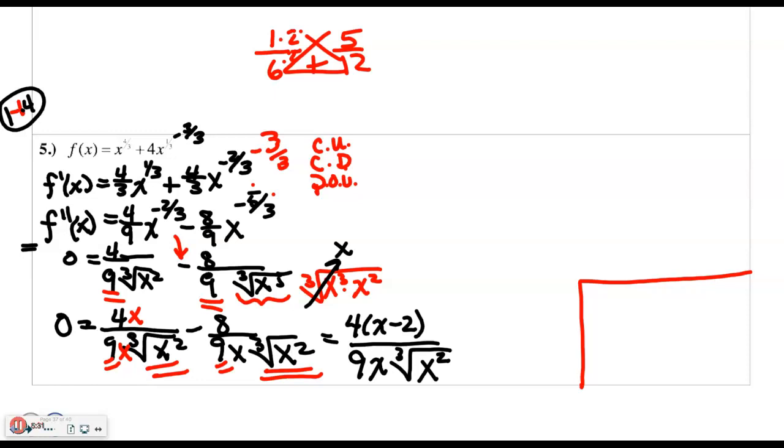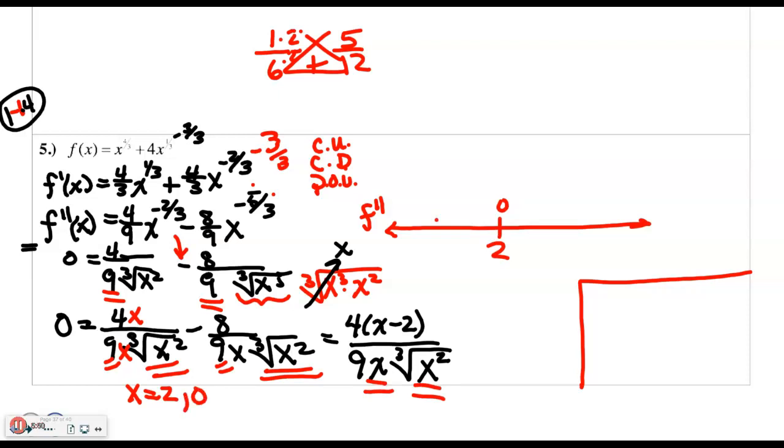They are x equals 2, and that's where the second derivative equals 0. I'm going to go make a number line. I'm going to go put 2 on it. I'm going to put a 0 above it and an f double prime. We also, though, have a 0 in the denominator. And so that's where the second derivative is undefined.